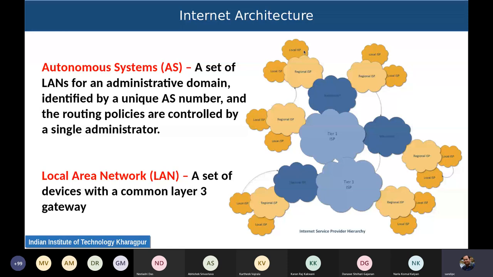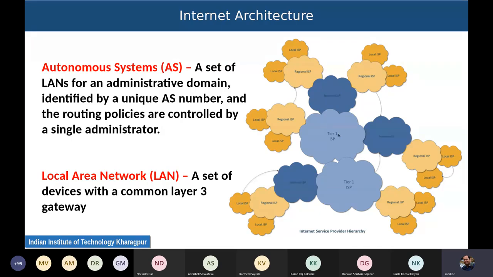ISP, the full form is Internet Service Providers. The local ISPs are connected to the regional ISP. The regional ISPs are connected with the national ISPs. Some regional ISPs might have direct links between them. And then these national ISPs are connected with the tier 1 ISPs. These tier 1 ISPs are the ISPs which are globally connecting the network.